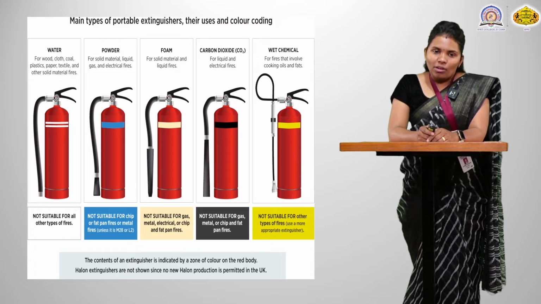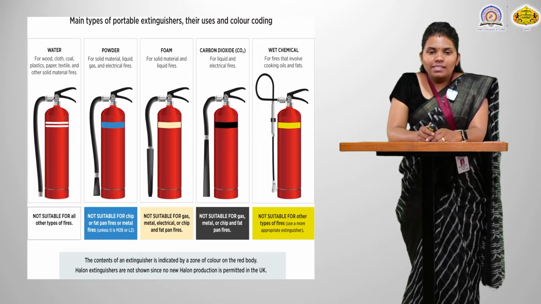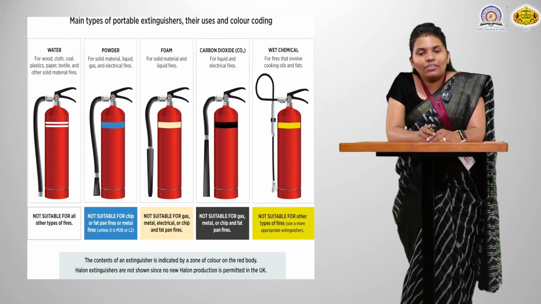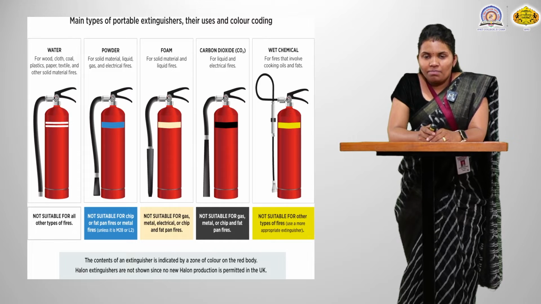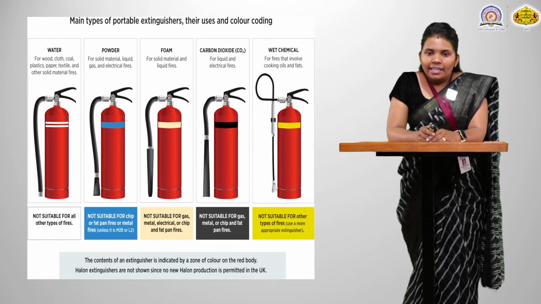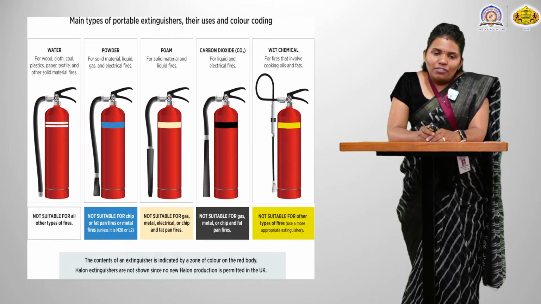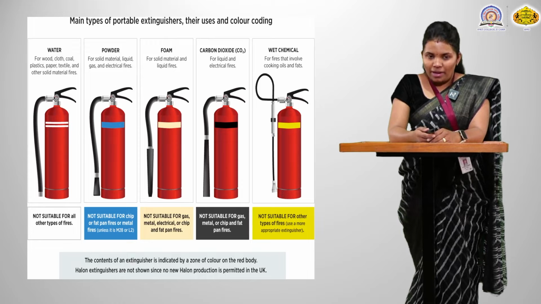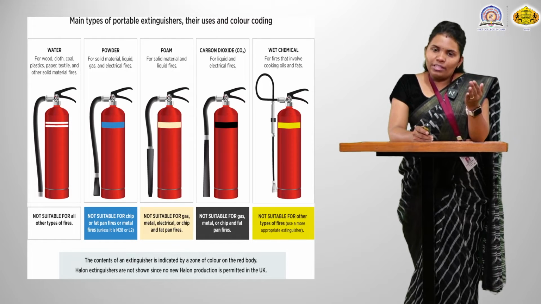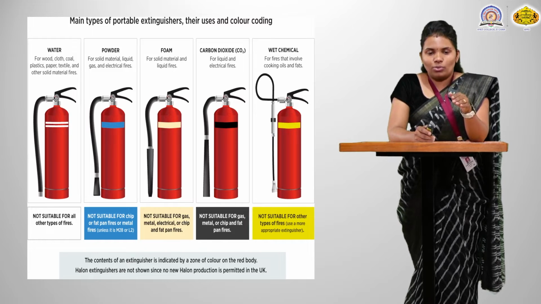Powder for solid material, liquid, gas and electrical fires. Foam base for solid material and liquid fires. Carbon dioxide for liquid and electrical fires. Wet chemical for fires that involve cooking oils and fats. The not suitable for all other types of fire. The upper side shows what it is made for and the lower side shows what it is not suitable for.